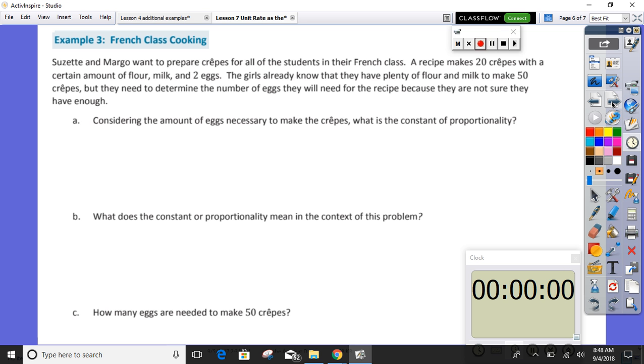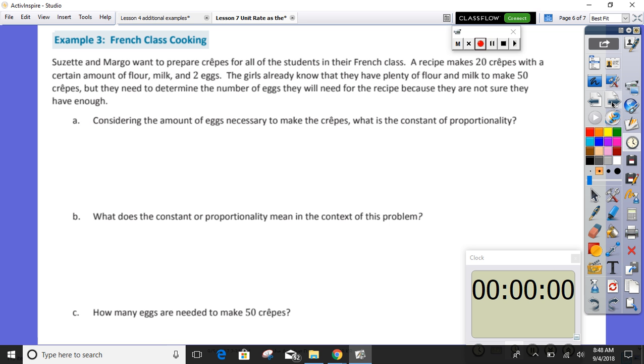A recipe makes 20 crepes with a certain amount of flour. So they don't tell us how much flour, it's just a certain amount of flour, milk, and 2 eggs. The girls already know that they have plenty of flour and milk to make 50 crepes, but they need to determine the number of eggs they will need for the recipe, because they are not sure they have enough. So part A says, considering the amount of eggs necessary to make the crepes, what is the constant of proportionality?